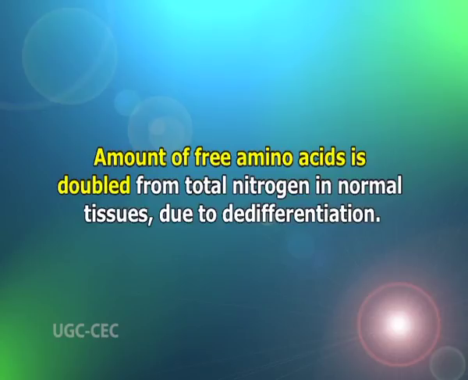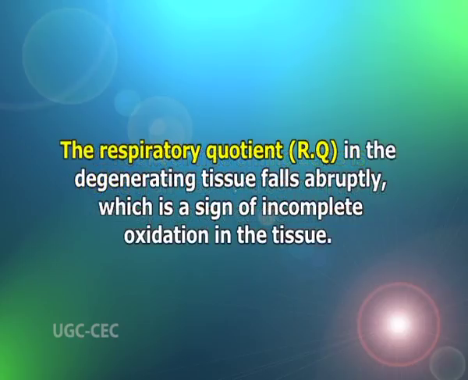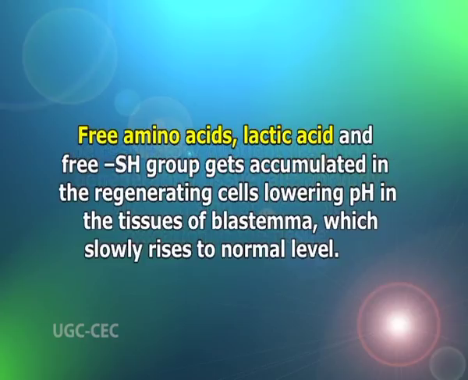Amount of free amino acids is doubled from total nitrogen in normal tissues due to dedifferentiation. The respiratory quotient, that is RQ, in the degenerating tissue falls abruptly, which is a sign of incomplete oxidation in the tissue. Free amino acids, lactic acid and free SH groups get accumulated in the regenerating cells, lowering pH in the tissues of blastema, which slowly rises to normal level.